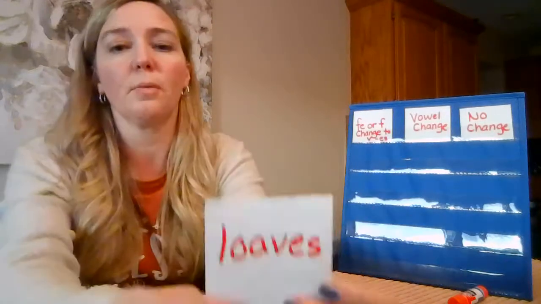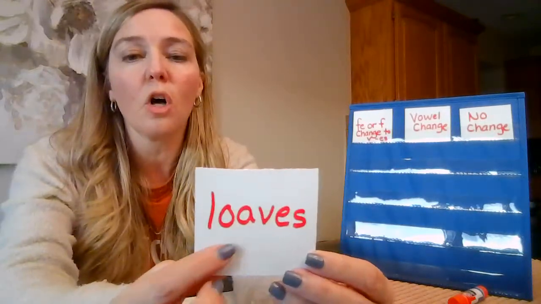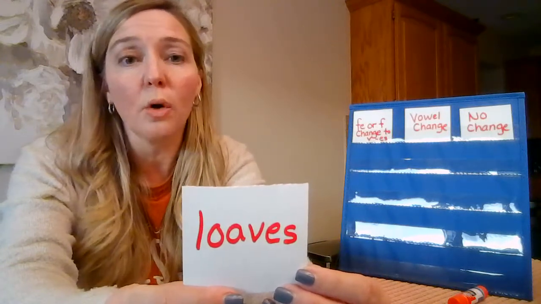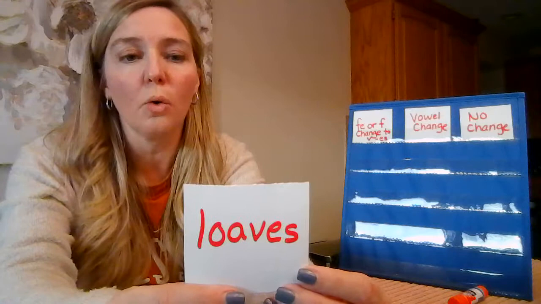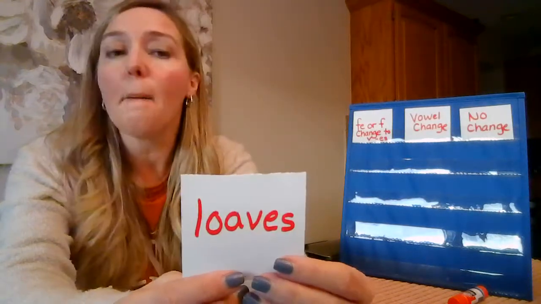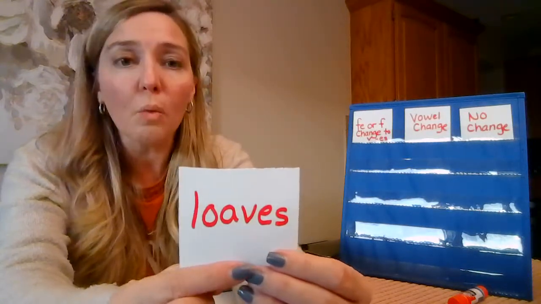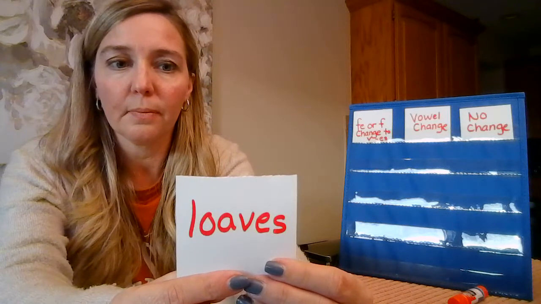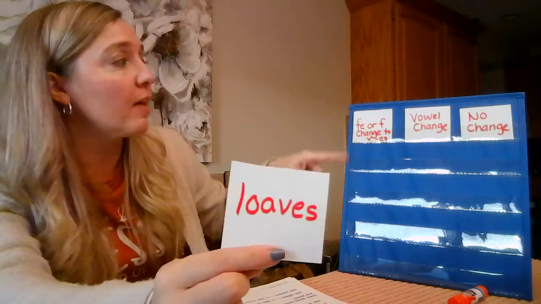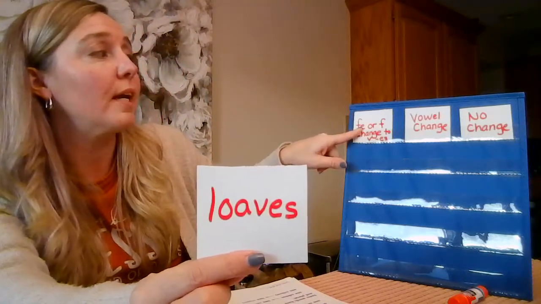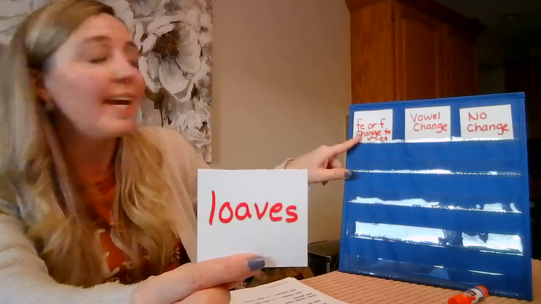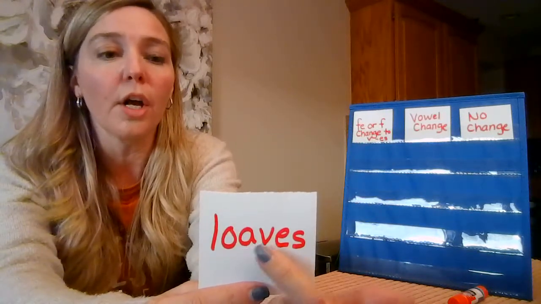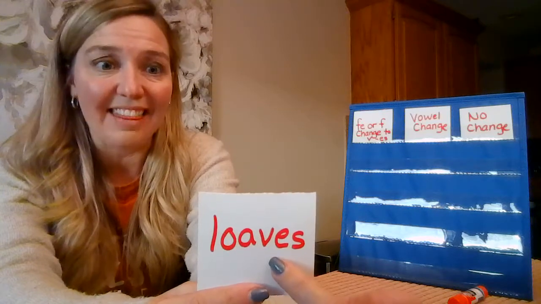So let's look at this word right here. The word is loaves. I went and picked up 3 loaves of bread. Loaves. When you look at this plural word, what rule are we following? Yes, we are following the changing the FE or F to the VES because I notice in the plural word, we have VES at the end.